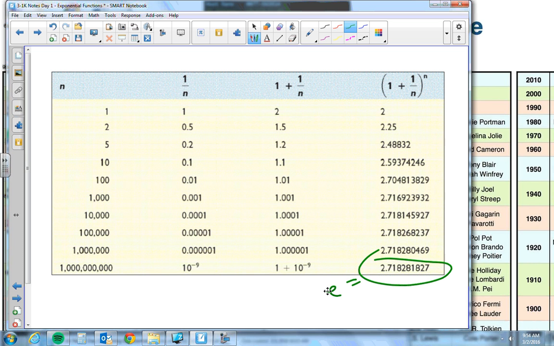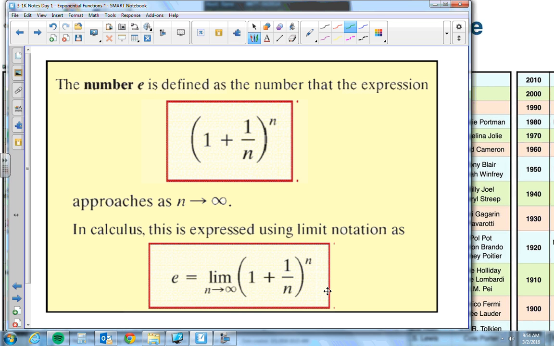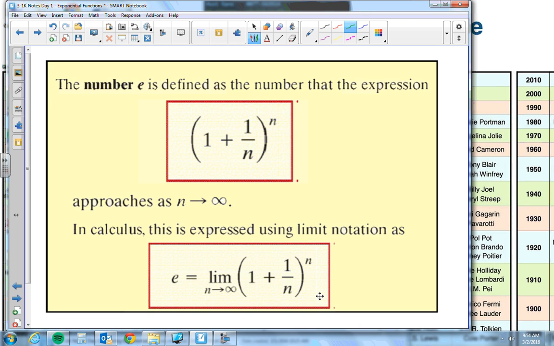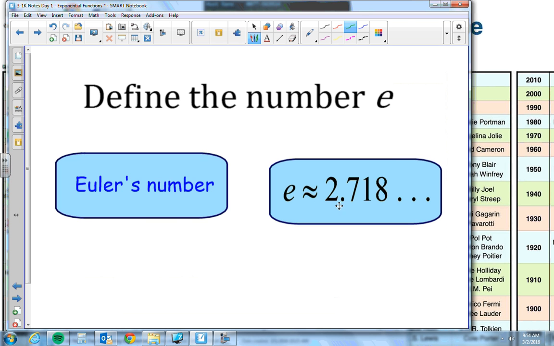So it wasn't found by Euler, but he figured out a whole lot of uses for it. Technically, E is what I just showed you. It's the limit of this expression as n goes to infinity. It's like pi. It goes on forever and never repeats. So you don't have to know that. You do need to know that E is around 2.7, right?